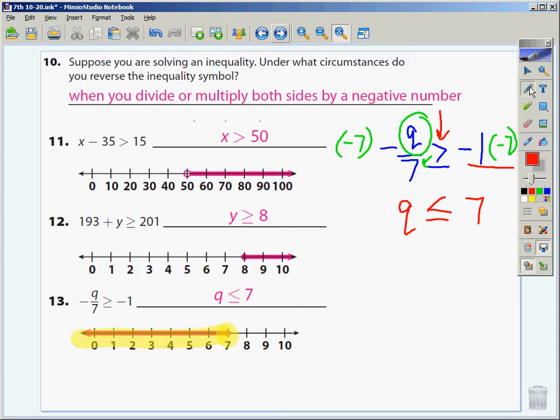Any of the others? Number 10? Number 10 really is just understanding the rule. The only time, and I do mean the only time, that you have to reverse the inequality, the greater than, the less than, right, is if you multiply or divide by what? A negative number, period. And it's a rule.